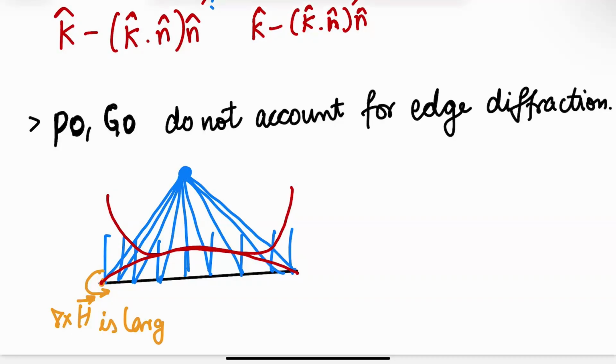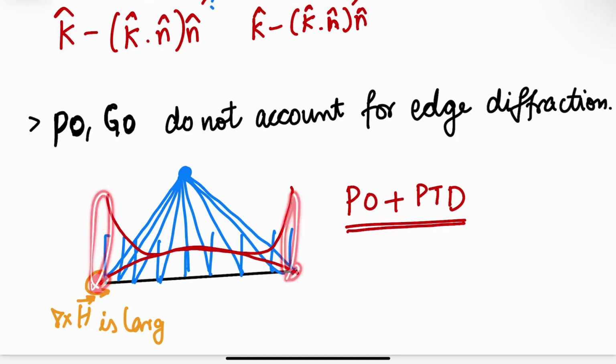So to fix this, what people have done is they say, okay, I don't want to go all the way from PO back to integral equation and solve something very complicated. I only want to treat this edge case, right? These edges. So they introduce a correction factor, which is called the physical theory of diffraction, which places these large currents on the edges. Okay? Because we know there's an edge there from the mesh or the geometry.